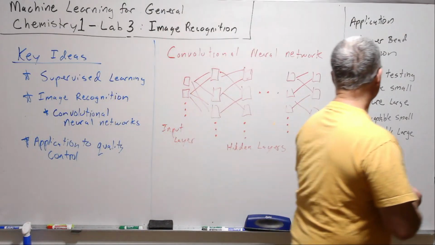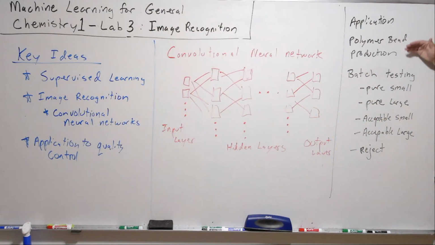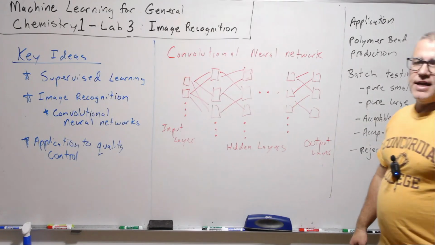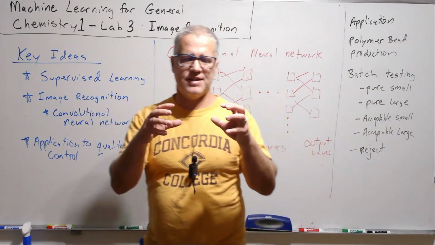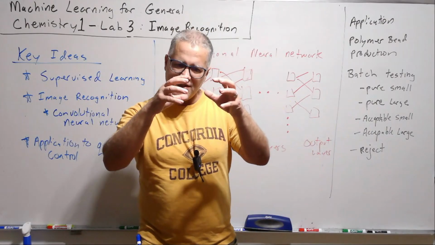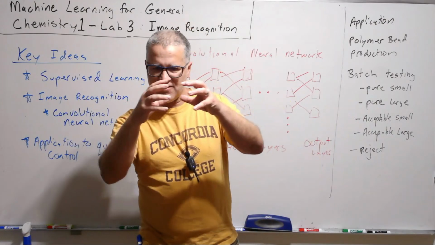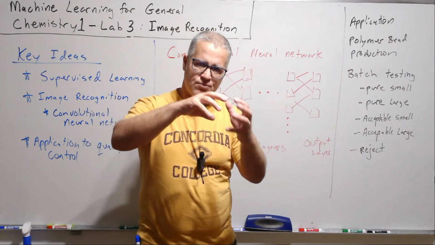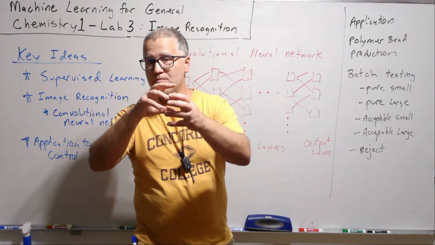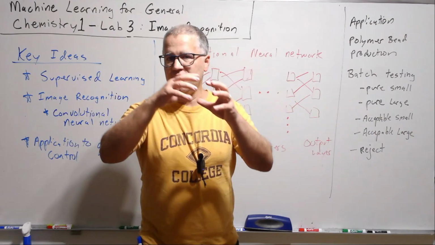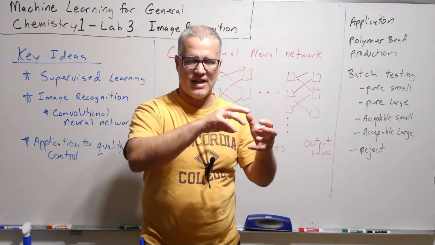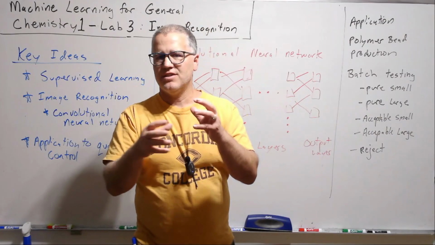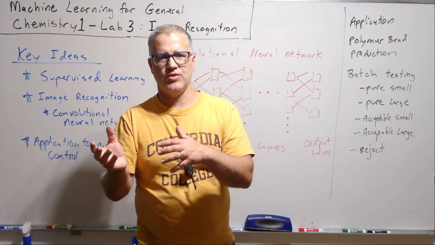The application we're going to look at here is a polymer bead company. They're making these polymer beads, and let's just say that when they run a batch, it's very precarious, and it'll either make large polymer beads or small polymer beads, or a mixture. Let's say the company can use a batch that's large, or a batch that's small, but if there's a mixture, then it's not useful and the batch gets rejected.